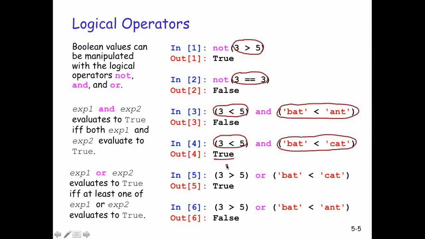Finally, OR takes two Boolean expressions and returns true if one or both of those expressions evaluate to true. So for instance, here's a case where 3 is greater than 5 is false, but bat appears before cat in the dictionary, so since one of those is true, the answer is true. But in this example, this is false and this is false, so since both operands of the OR are false, the result is false.